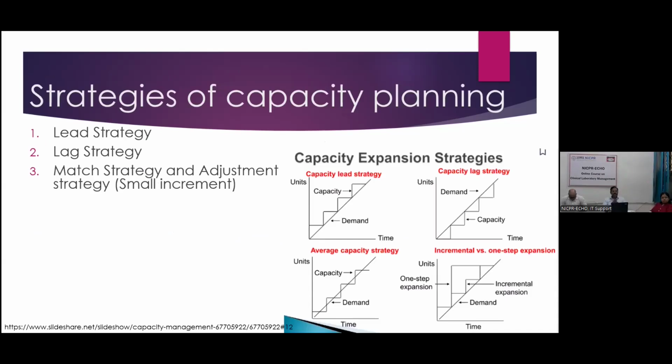These are the various strategies which we can adopt while running our business entities or a clinical laboratory. We can adopt a lead strategy, where we increase the capacity before the anticipated increase in demand. Second is the lag strategy, where we increase our capacity after the demand has increased. We can also decrease our capacity. Then the third is the match strategy or adjustment strategy, where we make small increments as demand increases or decreases.